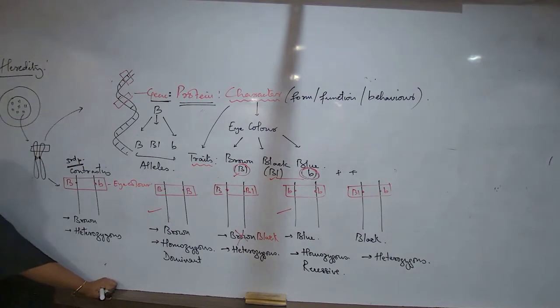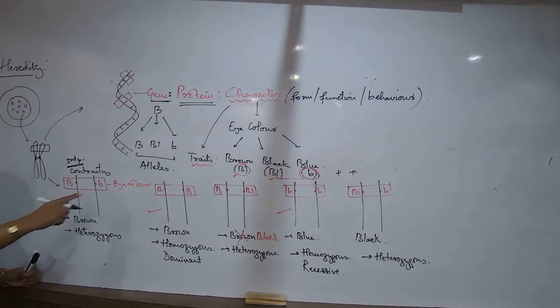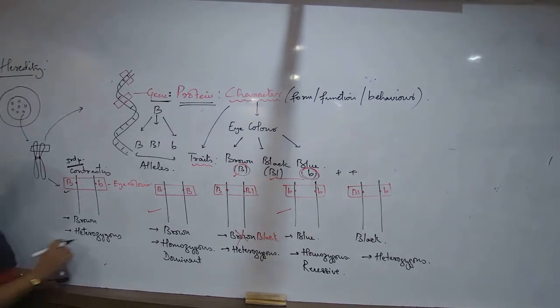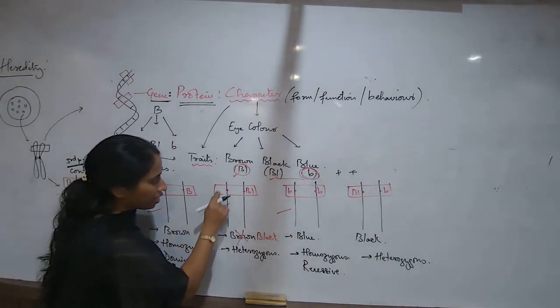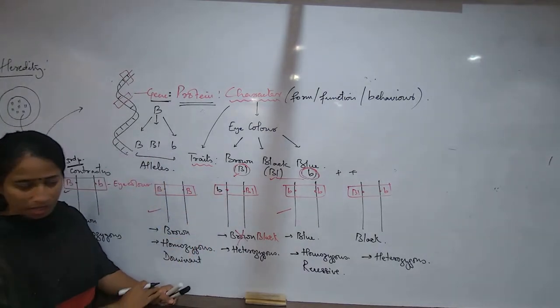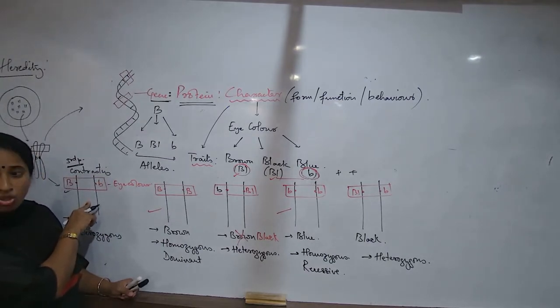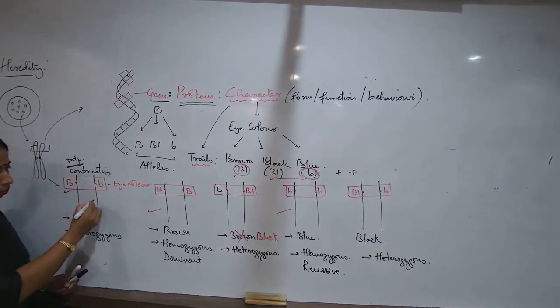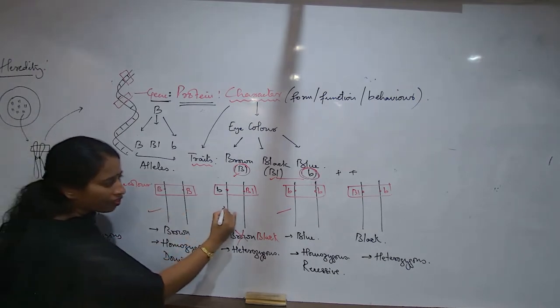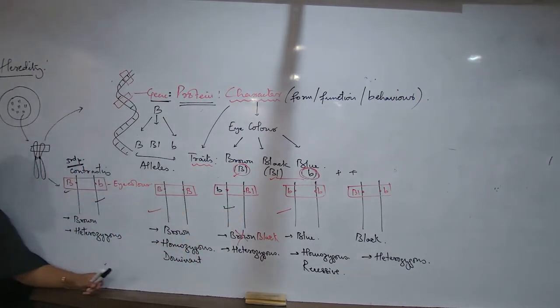When I talk about the child, one parent is brown. That means the parent is something like this. The other parent is black. That means the parent is something like this. So this is the mother. This is the father. And now that the process of fertilization has happened, in the body of the child this chromosome and this chromosome come together and the child may have the blue color.